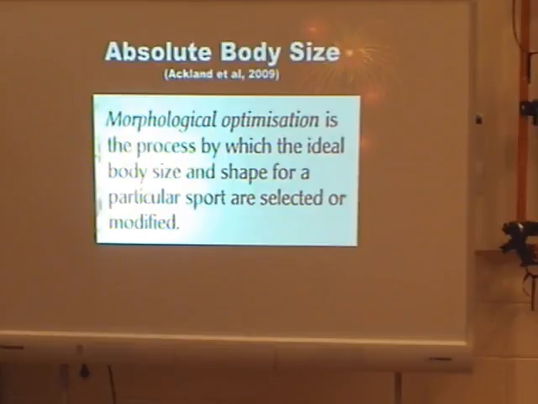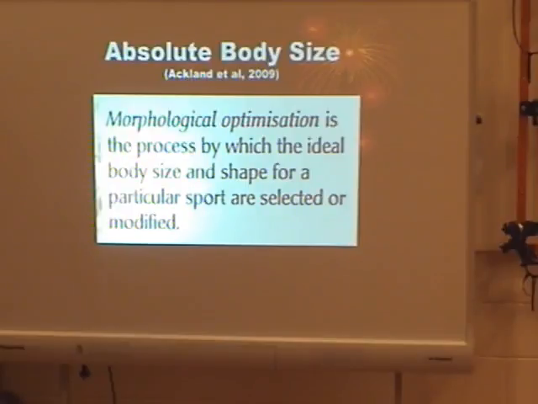So going along with the absolute body size is this idea called morphological optimization. It's the process by which the ideal body size and shape for a particular sport are selected or modified. So it's trying to say, okay, this person's really tall and quite heavy. What could we use them for? One of the first things I would think of is, because I'm American, professional football. So football players typically have a high mass because if you hit them, they don't bounce away. They can tackle people a bit more. It's based on collision. Also, a more Australian example would be rugby. For the people in the scrum, they need to have a pretty high body mass so they're not pushed around easily.